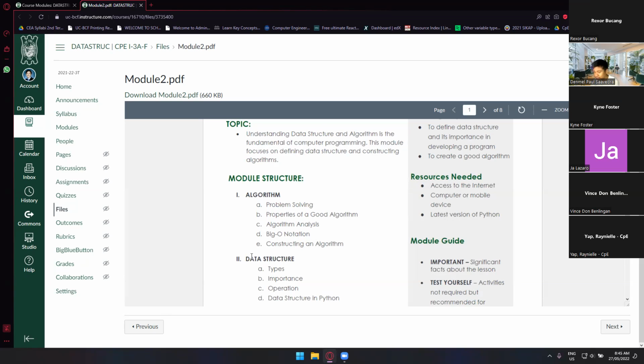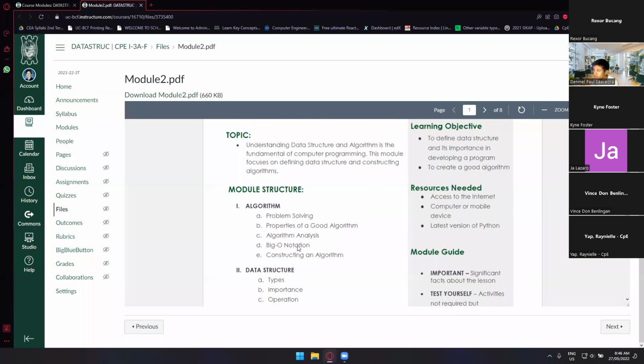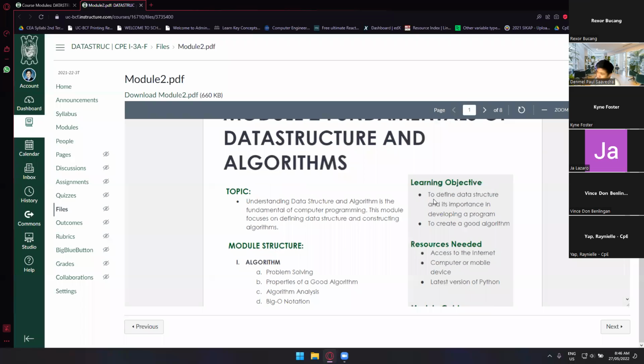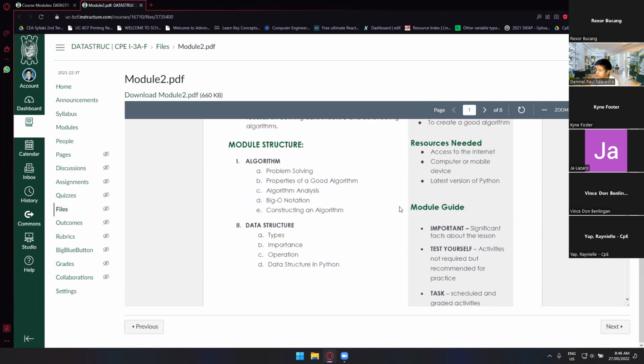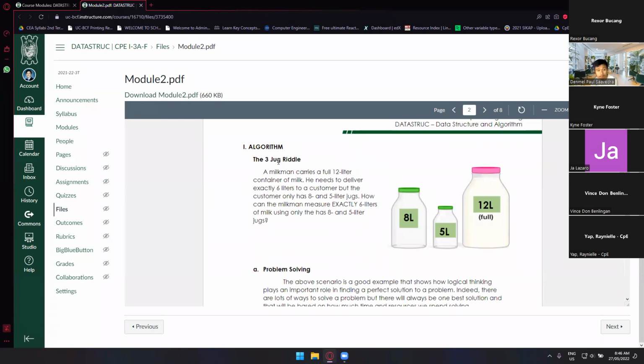And then here's another major topic, which is the data structure. Of course, we'll discuss the types, the importance, operations, and the data structure in Python. For the learning objectives, first is to define the data structure and its importance in developing a program, and second is to create a good algorithm. This is additional information, but doesn't really matter that much. Anyway, let's start with algorithm.